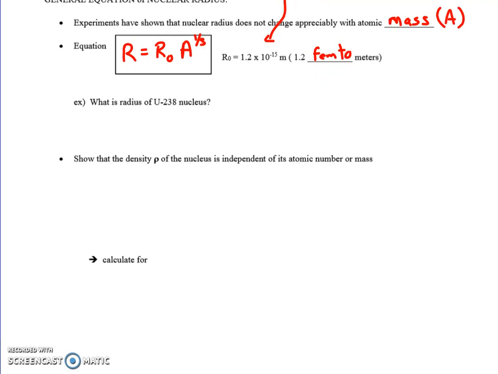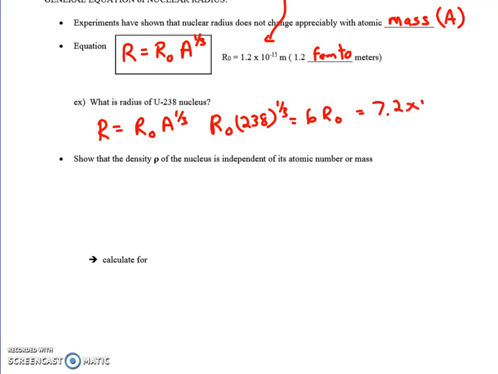So we can apply this to uranium-238, fairly straightforward. The radius would be equal to R naught A to the 1/3, which would be R naught times 238, that's the atomic mass, to the 1/3. If you take the cube root of that, it turns out to be essentially 6 times the baseline radius. You can do the math from there, but it's about 7.2 times 10 to the negative 15th meters. It's a pretty straightforward calculation.